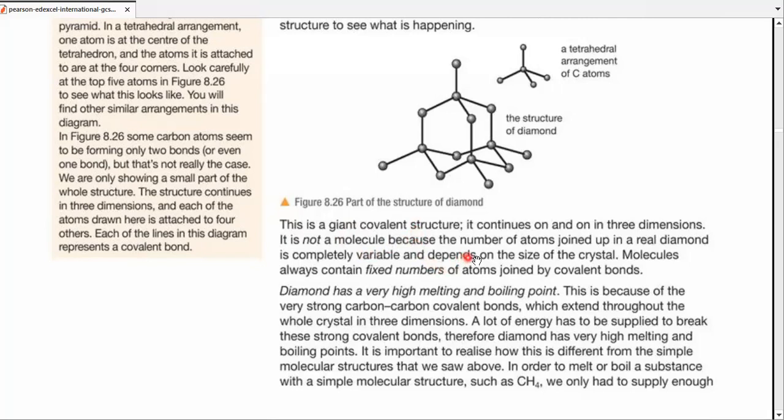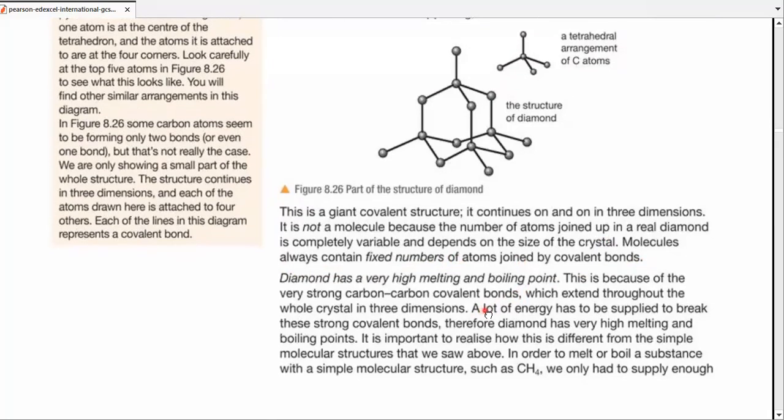It is not a molecule because the number of atoms joined up in real diamond is completely variable and depends upon the size of the crystal. Molecules always contain a fixed number of atoms joined by covalent bonds.